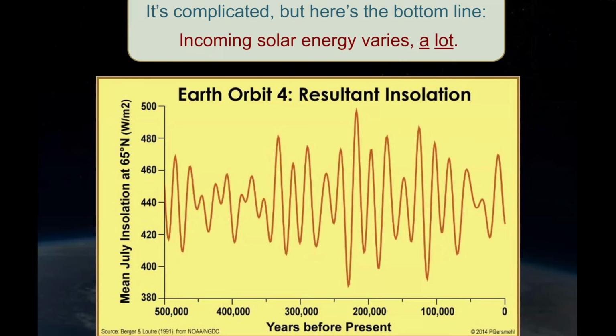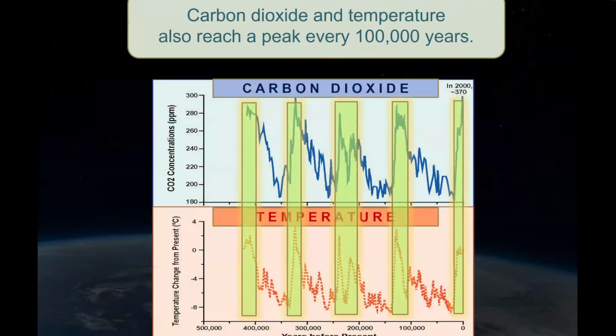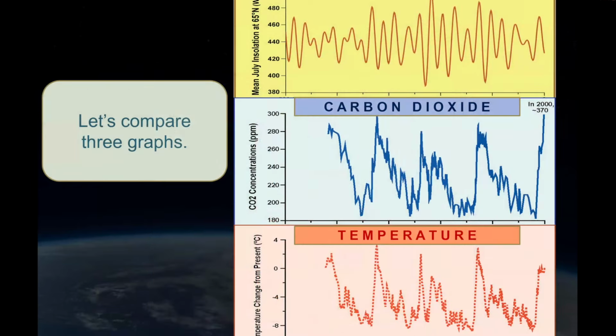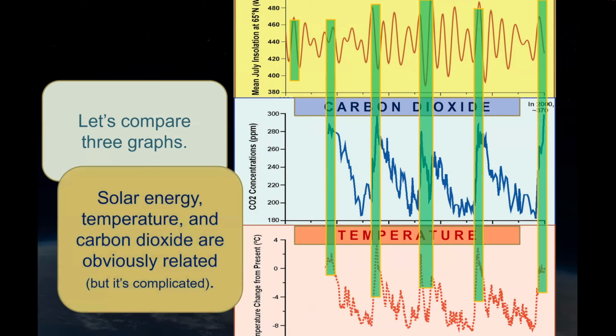Incoming solar radiation has varied a lot over time. There's roughly a high point about every 100,000 years. And carbon dioxide and temperature also reach a peak roughly every 100,000 years. If we put these three graphs together, you could see that the high points of solar radiation are connected. Solar energy, temperature, and carbon dioxide are obviously related, but it's complicated.